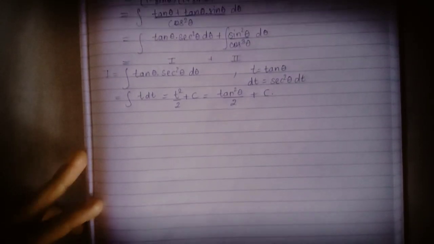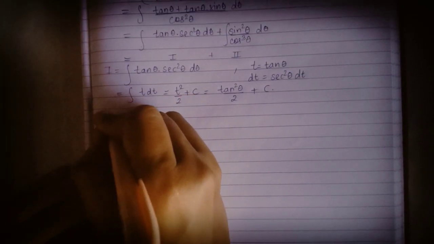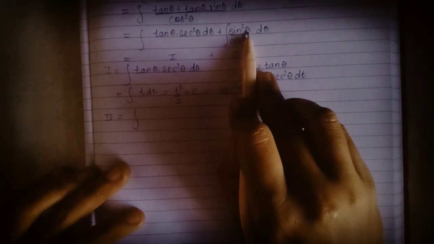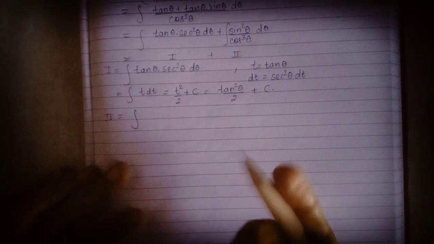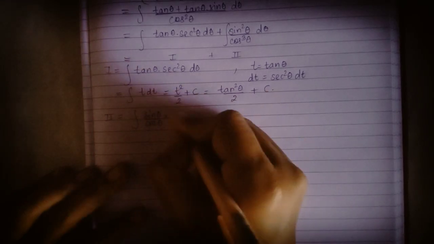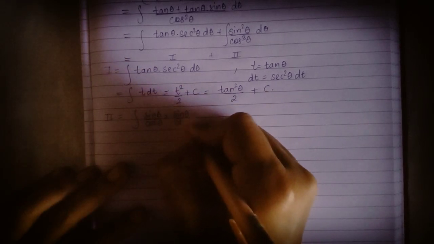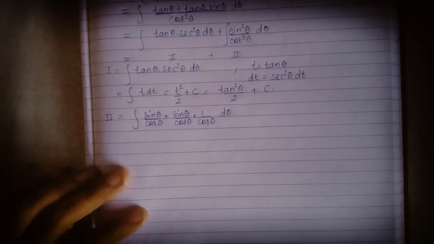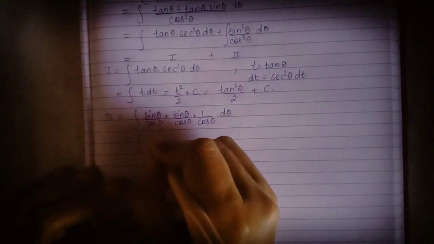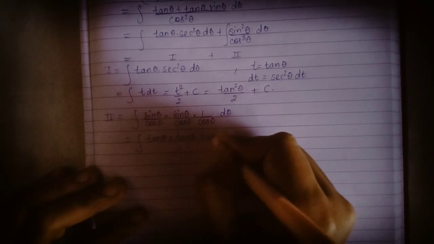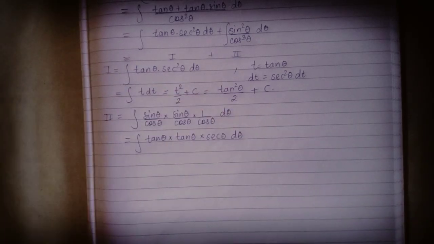Now for the second one, I'll write it as the integral of sine square theta upon cos cube theta. Again, if you take sine theta upon cos theta, then another one is there, right? Sine theta upon cos theta, and one more is there, that is 1 upon cos theta. This we can write as tan theta into tan theta into sec theta d theta. Now we have to do substitution here.